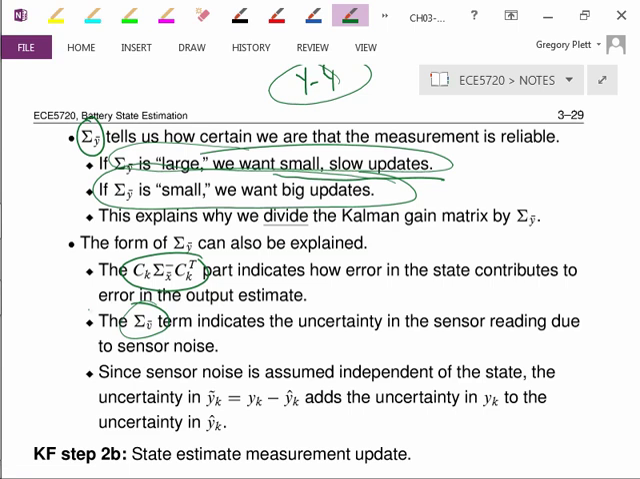It is updated, by the way. It's updated in the prediction. So we don't have to worry about the state never being updated. It is through the model equations, but it's not updated directly from the measurement.